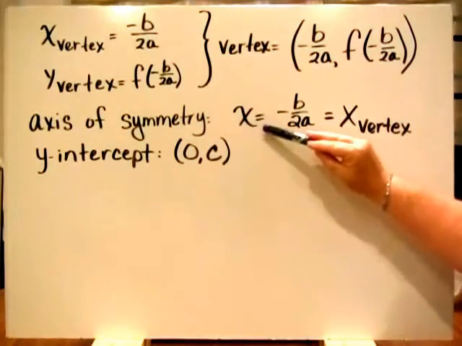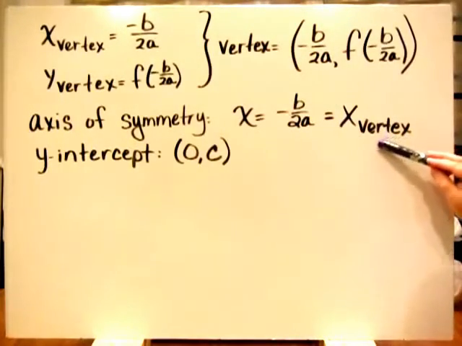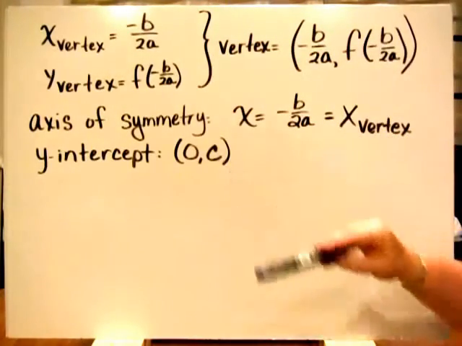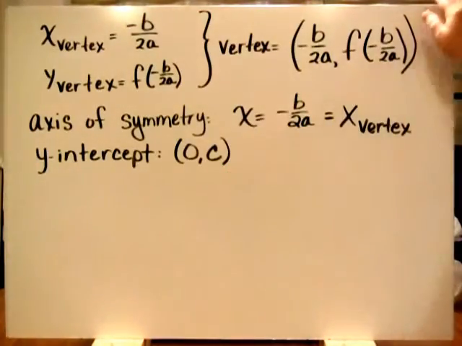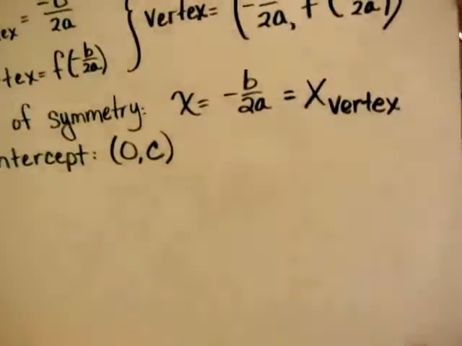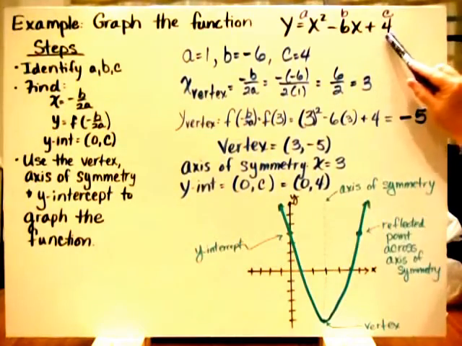The axis of symmetry, since it goes through the vertex, is always x equals the x of the vertex. Your y-intercept, when your equation is in standard form, is always the point 0, c. So let's look at an example. We want to graph the function y equals x squared minus 6x plus 4.